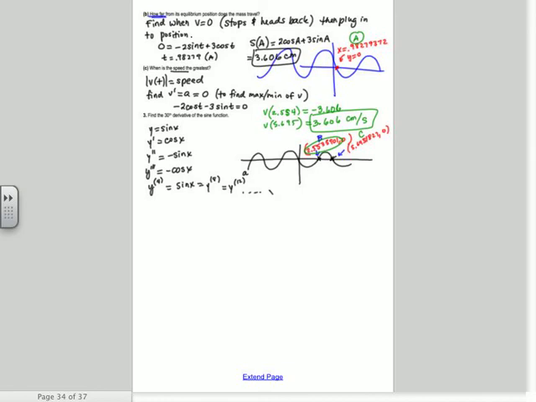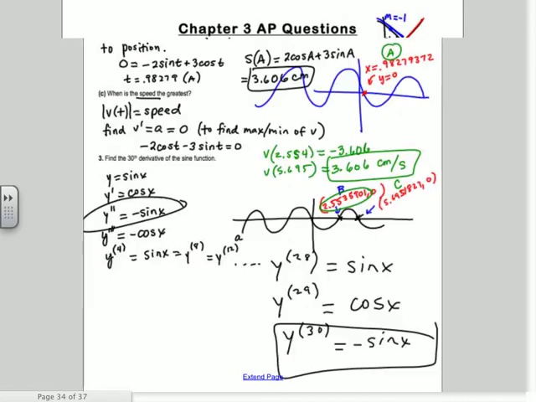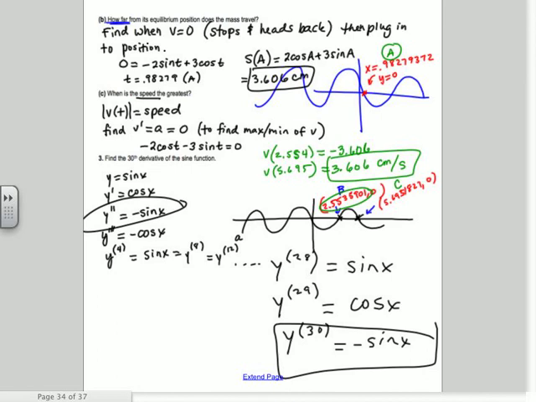So the 28th derivative is sine. That means the 29th derivative is cosine, and the 30th is negative sine. See how you can figure those out? So you don't have to do all 30 of them. Please don't. I think there's one like that on your take-home test too. Okay, and that's the end of the second one.